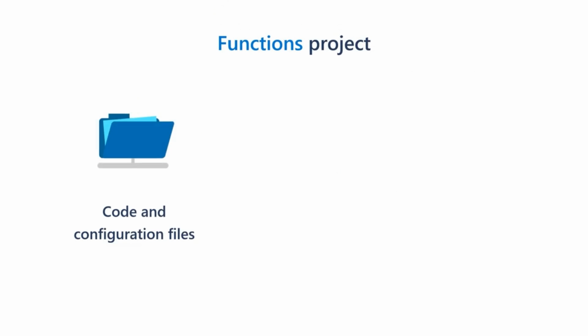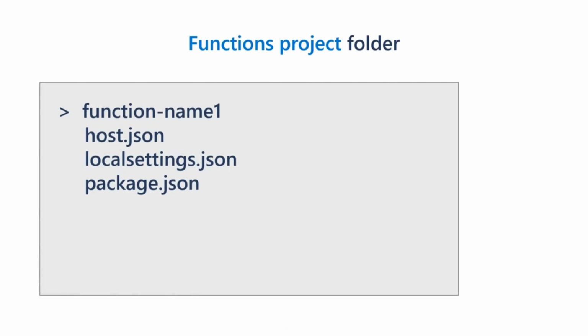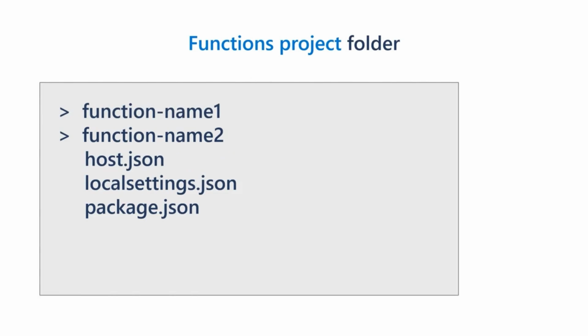When you develop functions locally, you work within a functions project, a folder that contains the code and configuration files that define your functions. A functions project on your computer is equivalent to a function app in Azure and can contain multiple functions that use the same language runtime. To get started developing, you need to create a functions project folder that's organized correctly. Every new function you add to the project requires additional code and configuration that must be complete and correctly structured, or your functions will not be able to run.